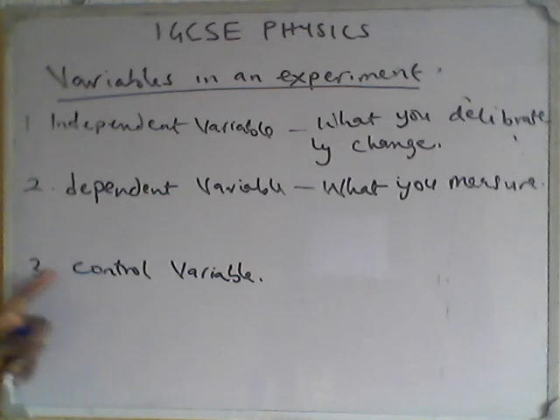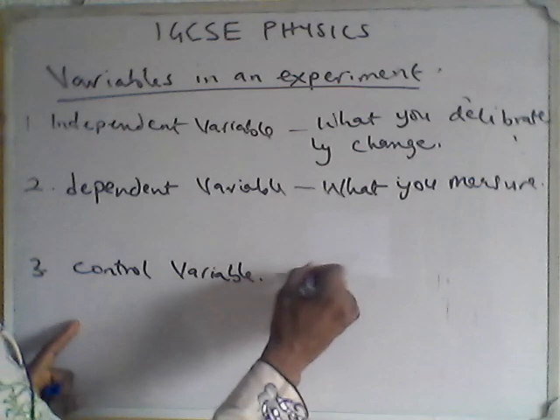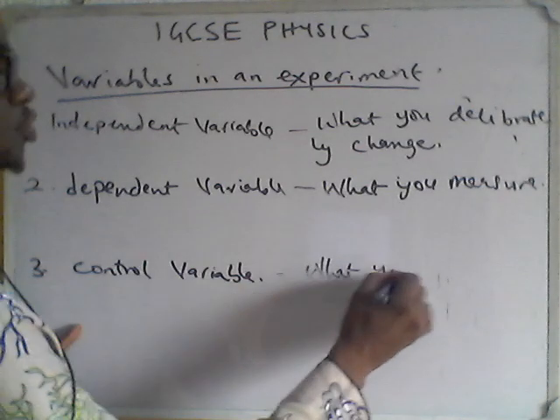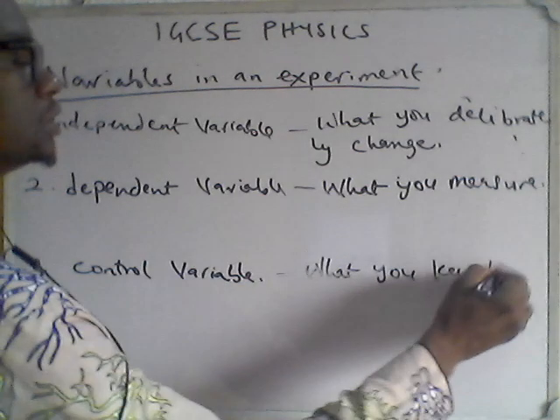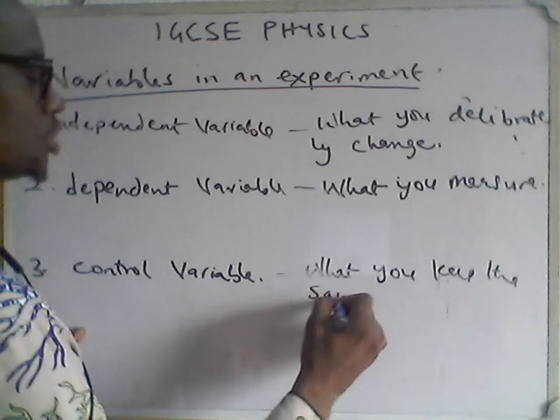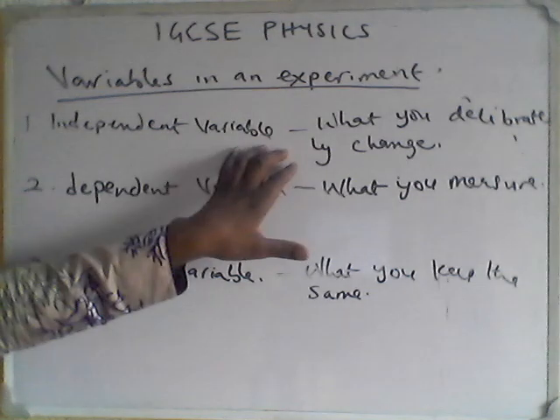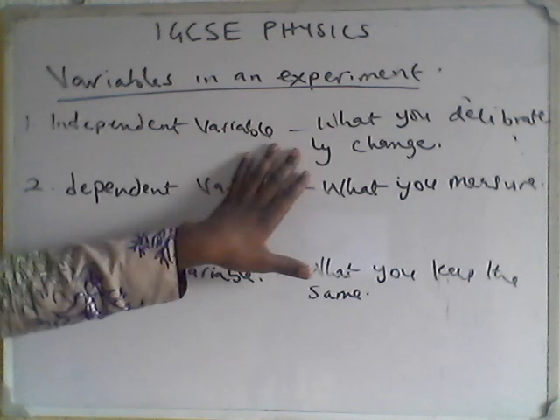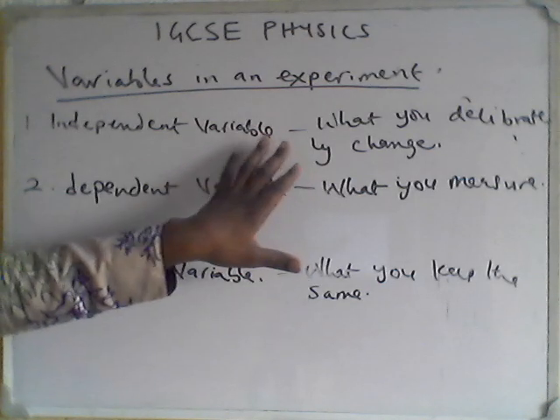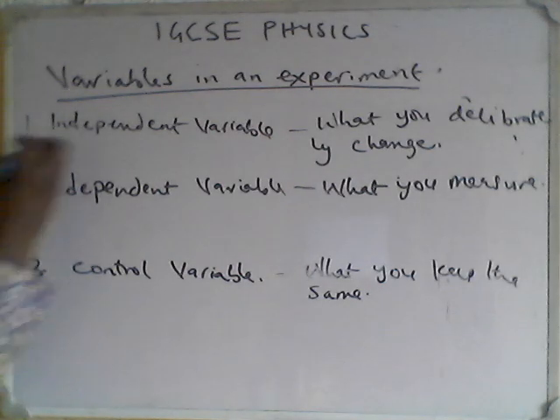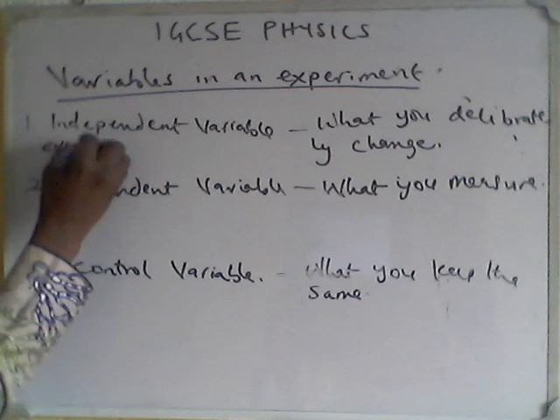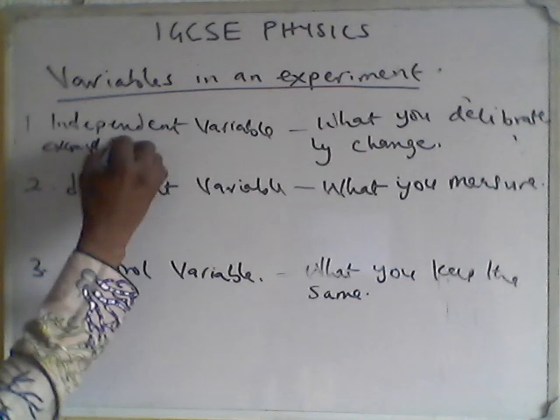So the control variable is what you keep the same. You can also call it the constant. It does not change. Okay. So, examples. For the independent variable, the material type. You understand? Material type. Let me just put this under here. Example: I can say material type.